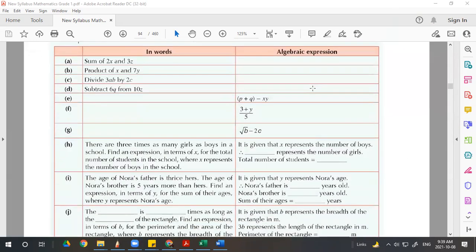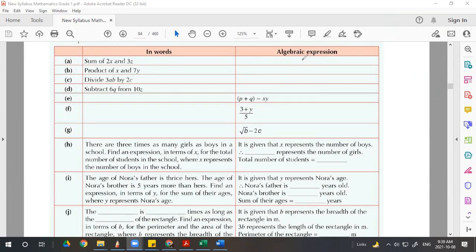Now, try to solve this. The sum of 2x and 3z. Ya, kita tinggal masukin aja, guys. Sambil tulis ya, you boleh tulis di buku. You boleh sambil nulis. The sum of 2x and 3z. Again, I want to remind you, pick your book, take your pen or pencil, write it down with me together.